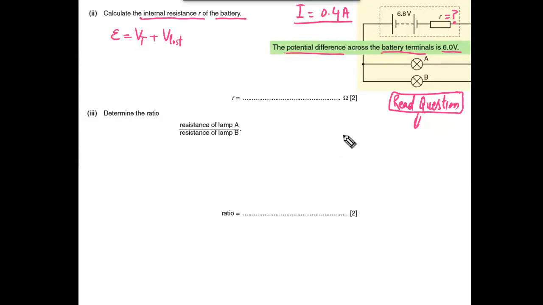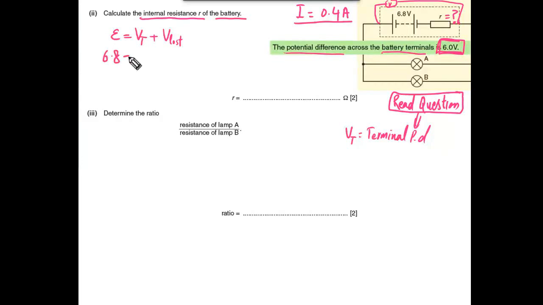So VT, let me write down here what I mean by VT. This is called the terminal potential difference. If you recall the concepts, I have explained to you what the terminal potential difference is. It means if you connect your voltmeter across the terminals of the battery, what you read is the terminal potential difference. So this is VT. In this case, VT is given to us, that is equal to 6 volt. I will simply write down that it is equal to 6 volt. And EMF is also given. So EMF is equal to 6.8 volt.